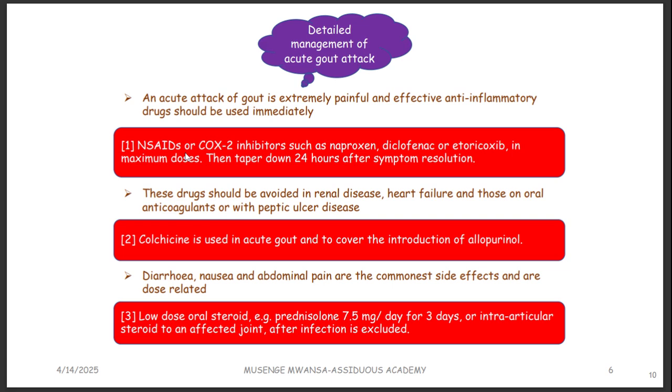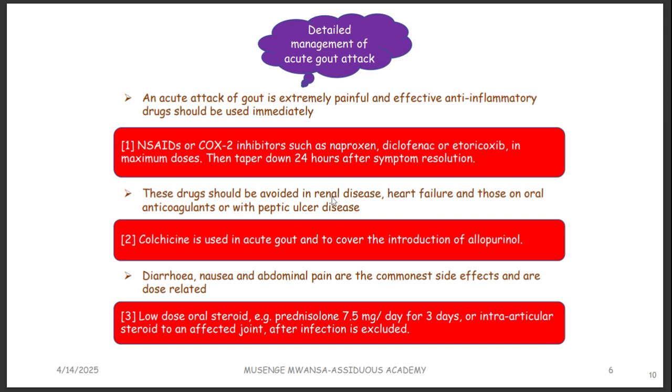So just the COX-2 inhibitors, the NSAIDs, you give them in maximum doses. Like you give a very high dose, then you taper down 24 hours after symptom resolution. So you give a very high dose, and then as the symptoms resolve, you start reducing the doses bit by bit. Okay. These drugs, however, the NSAID should be avoided if someone has got renal disease, heart failure, and those on oral anticoagulants or with peptic ulcer disease.